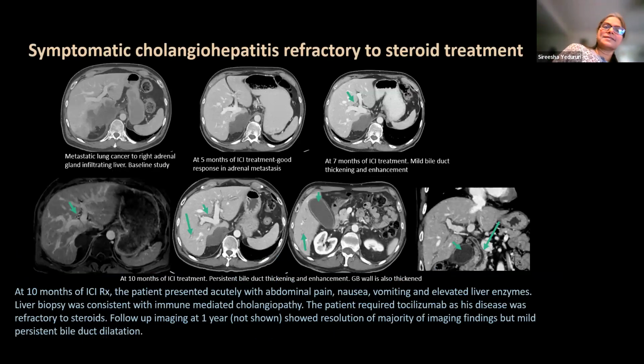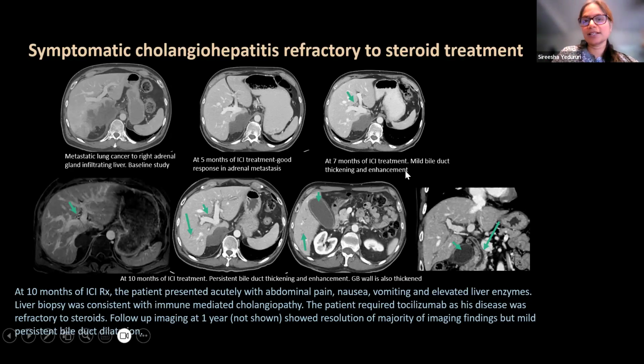Another patient with lung cancer with adrenal metastasis. This is before immunotherapy. After immunotherapy treatment, the mass has responded. It is very irregular here. It became almost fluid density, well defined. But what we started to see is around the time the patient developed abdominal pain, nausea, vomiting, elevated liver enzymes. This patient had liver biopsy also, which showed immune-mediated cholangiopathy. So you can see subtle wall thickening of the bile duct.